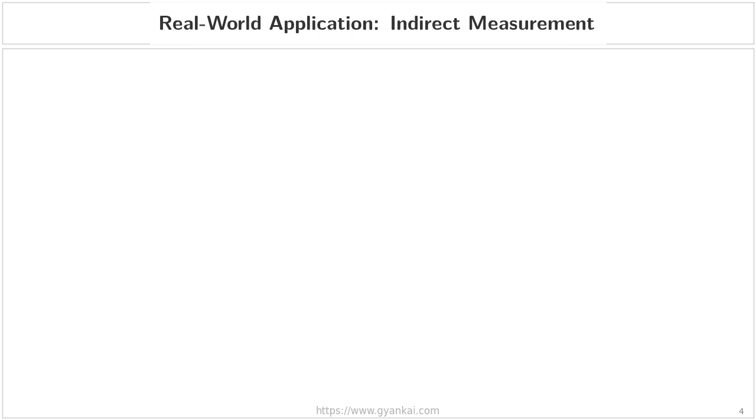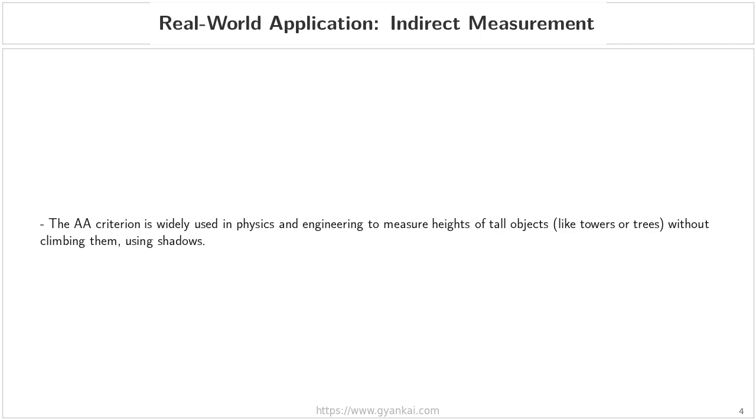Real-world application, indirect measurement. Now that we understand the mathematical theory and the logic behind why two angles are sufficient to prove similarity, let's see how this actually works in the real world. This isn't just an abstract concept. The AA criterion is a powerful tool used in physics and engineering for indirect measurement. It allows us to calculate the height of massive objects, like towers or trees, without ever having to climb them, simply by using the shadows they cast.